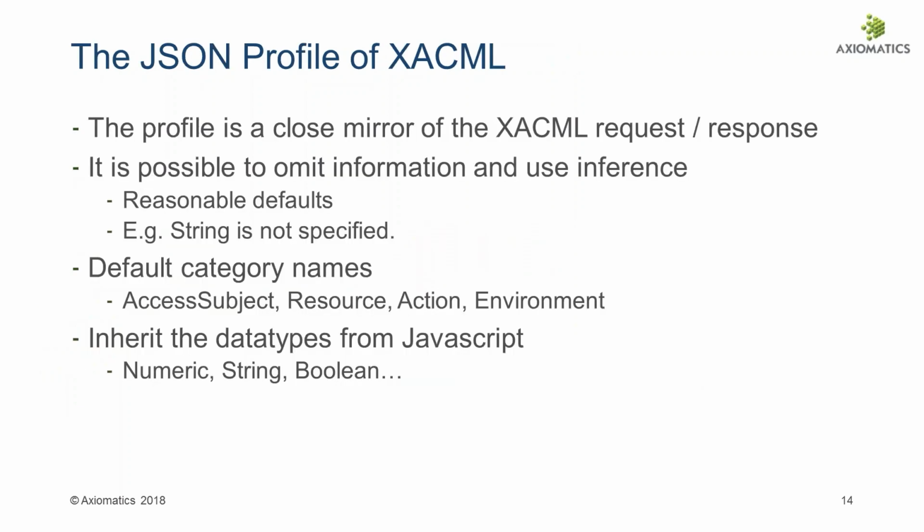The JSON profile of XACML is something that we wrote, I want to say three years ago, maybe. It's a pretty close mirror of the XACML request and response. The whole idea is to get rid of all the fluff that you don't really need. In XACML, you have to be extremely blunt and explicit about the fact that an attribute is a string attribute, that it describes the subject, it describes the resource, and so on and so forth. In JSON, you're going to be able to use reasonable defaults.